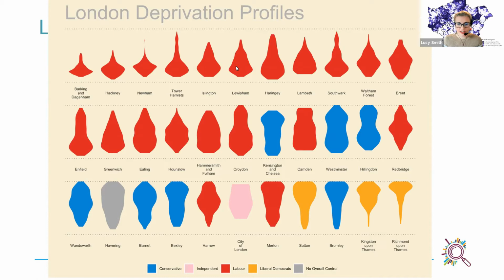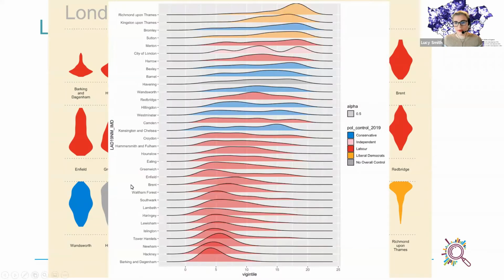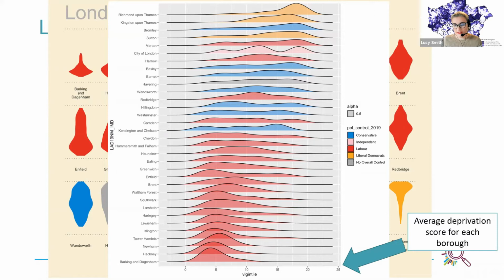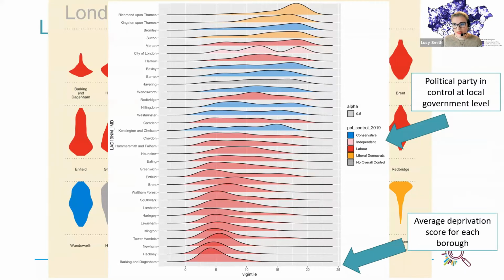And that actually, oops, how do I go to the next slide? So this is what it actually looks like as a wave plot. You can see the average deprivation score for each borough along the bottom, and then the political party control at the local government level for each borough.